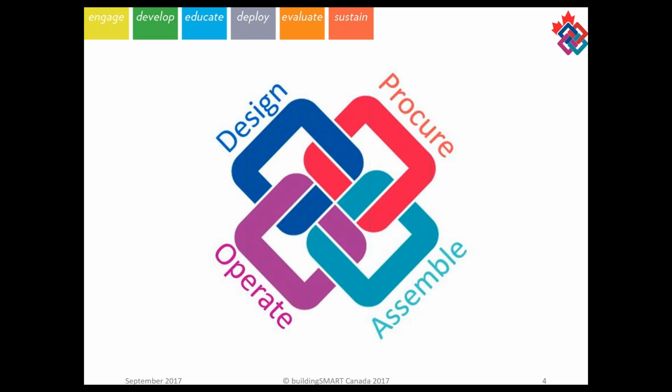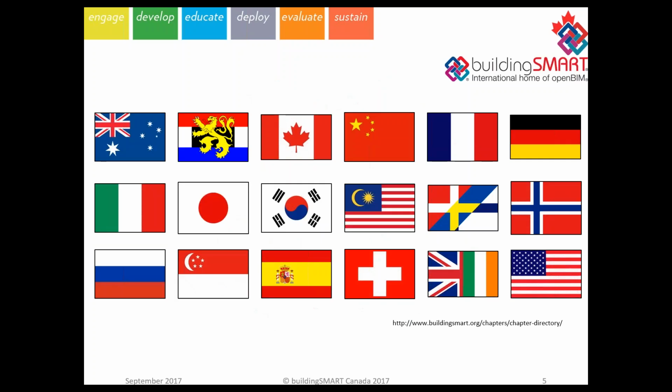The idea is to sustain collaborative and interoperable practices across the asset life cycle. So through the design, through the procurement, through assembly, and through operations. This is where the logo comes from. Building Smart Canada is one of many international chapters. And so the strength of Building Smart, of course, lies in its international reach and in the fact that it is an international network of excellence and like-minded individuals who are working towards interoperable standards for the built environment.